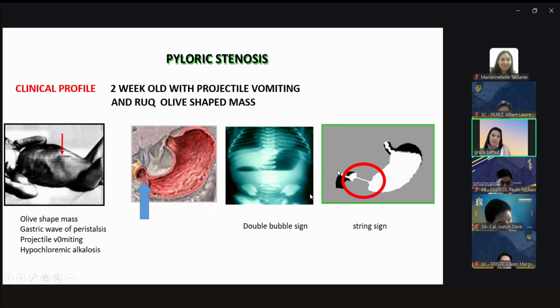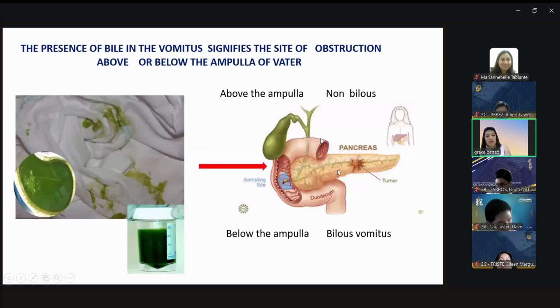Now, this is a presentation of bile, and it comes from the bile stored in the gallbladder, and it goes through the ampulla of Vater into the second portion of the duodenum. Okay, this is pancreatic secretion. If there's obstruction, it means the vomitus can be bilious. Obstruction, just like pyloric stenosis, is above the ampulla, so there is going to be non-bilious vomiting.